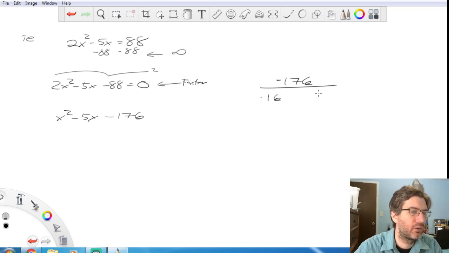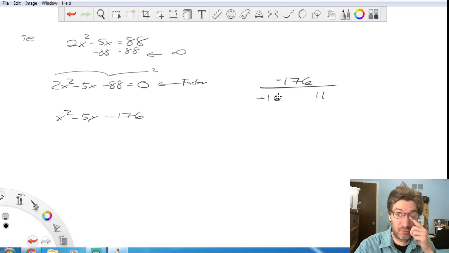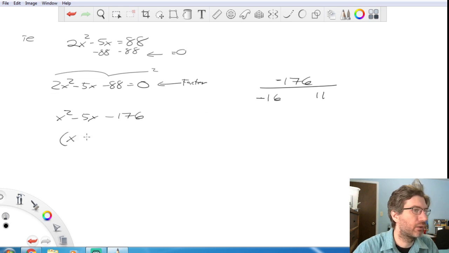Getting 16 and 11. Okay, Dan's getting 16 and 11 too. And again, one has to be negative for this to work out, and because this is a negative 5, it's the larger one. So negative 16 and 11. With that, we get x minus 16 and x plus 11. Again, this is all equals 0, but then you've got to bring that 2 back into play.